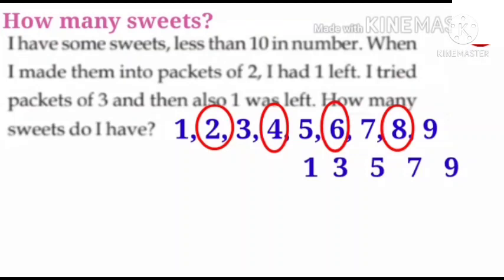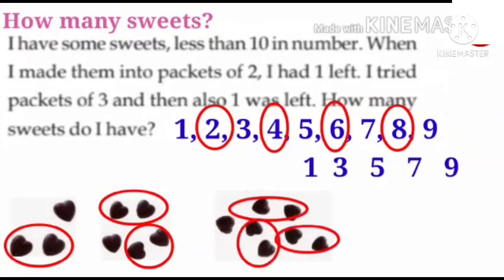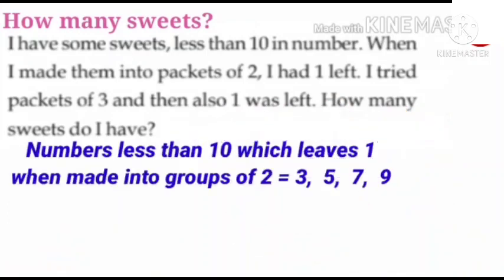Here, 1 cannot be grouped into 2 because 1 is less than 2. When we grouped 3 sweets into 2, 1 is left. When we grouped 5 sweets into 2, 1 is left. When we grouped 7 sweets into 2, 1 is also left. When we grouped 9 sweets into 2, 1 is also left. Numbers less than 10 which leave 1 when made into groups of 2 are, yes, 3, 5, 7 and 9.